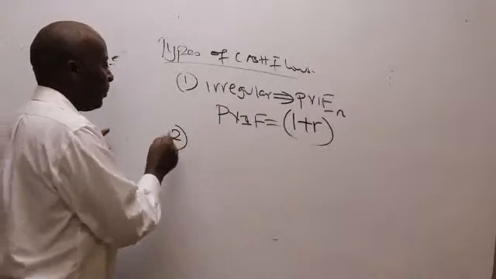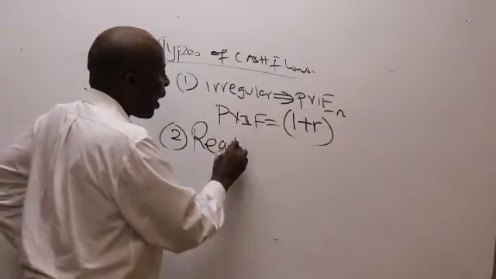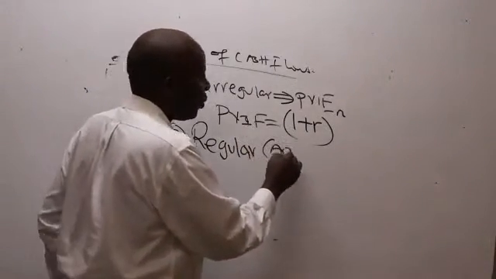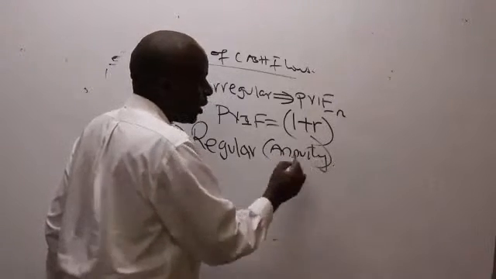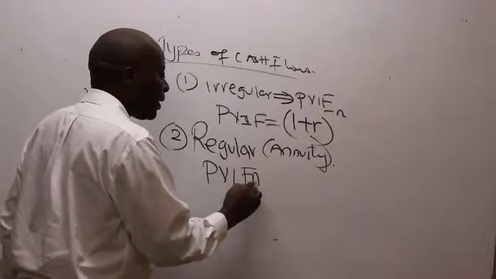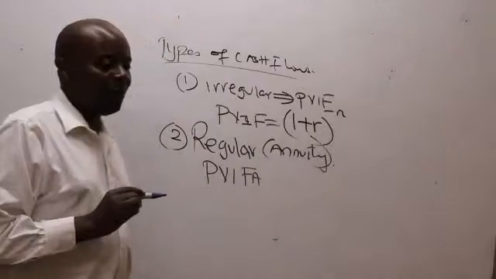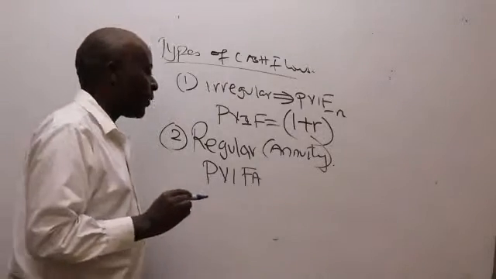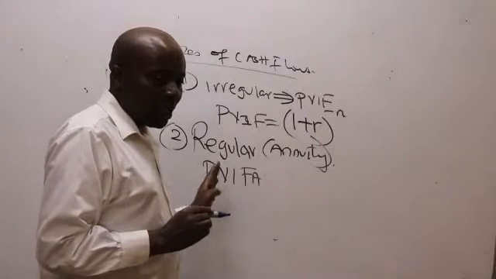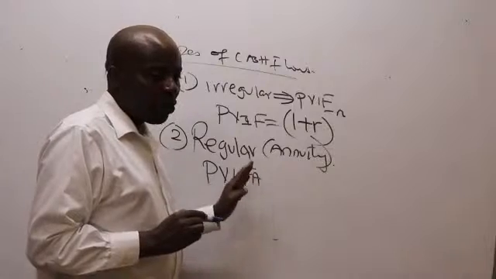Then, ladies and gentlemen, number 2, we have what we call regular cash flows, the annuity cash flows, the uniform cash flows. Uniform cash flows, we shall always discount them using the famous PVIFA. If you can recall, PVIFA is quite an easy one. It stands for present value interest factor of an annuity.